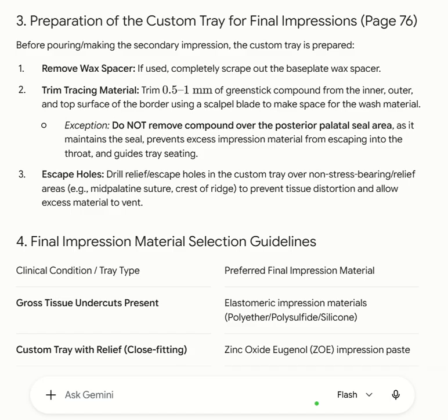Escape holes: drill relief, escape holes in the custom tray over non-stress bearing, relief areas, e.g., mid-palatine suture, crest of ridge, to prevent tissue distortion and allow excess material to vent.